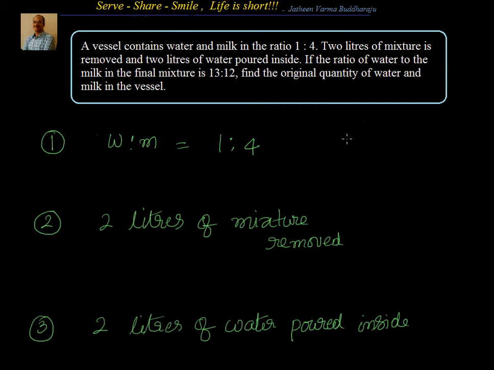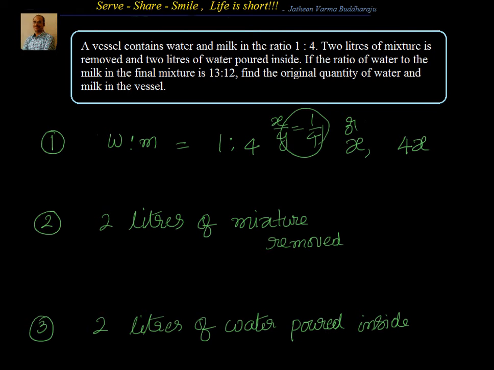First, water and milk is 1:4. Obviously we have to find out the original quantity of water and milk, so we'll say x comma 4x, or we can say x and y also. x by y equal to 1/4, that is also fine. You can say x by y equal to 1/4, or you can also say x comma 4x.